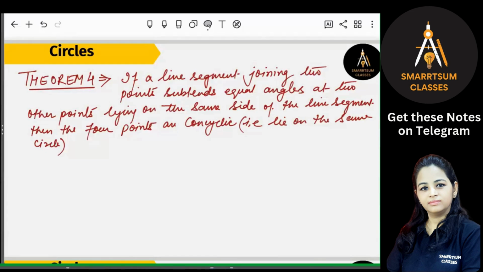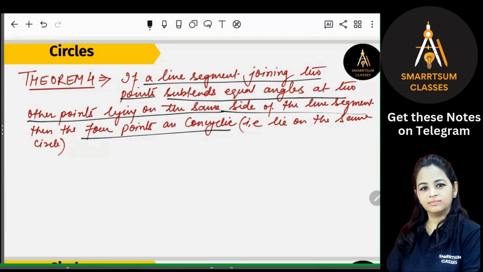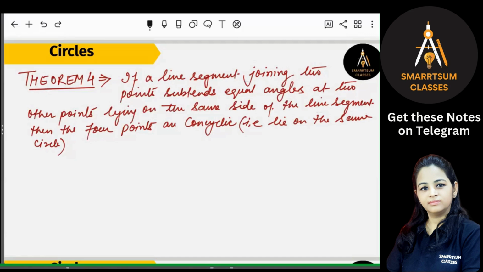Now, look at this theorem number 4. This is a very, very important theorem. What it says: if a line segment joining 2 points subtends equal angles at 2 other points lying on the same side of the line segment, then the 4 points are concyclic. Means they lie on the same circle. So very first we should understand what this theorem says, right? So what do we do to understand this theorem? We will try to draw a figure exactly in the same way as it is given here, right?